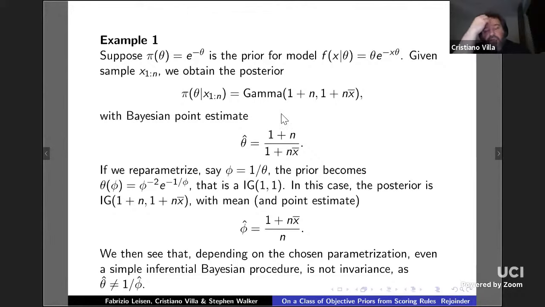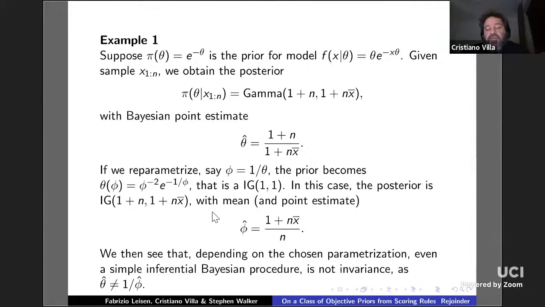Now, for some reason, let's say that we want to reparameterize. We are interested no longer in theta, but in 1 over theta, say phi. And so we can easily transform the prior using standard techniques, and we obtain an inverse gamma(1, 1), and the posterior again is going to be an inverse gamma with the same parameter values as the gamma posterior on theta. We look then again at the point estimate, the posterior mean, and it has the following form: 1 plus n times x bar over n.